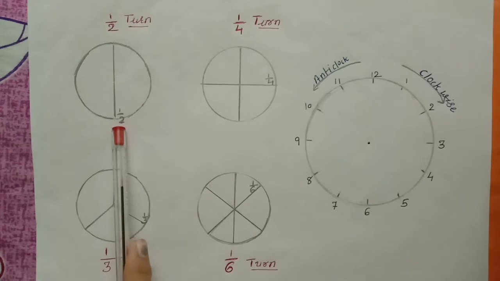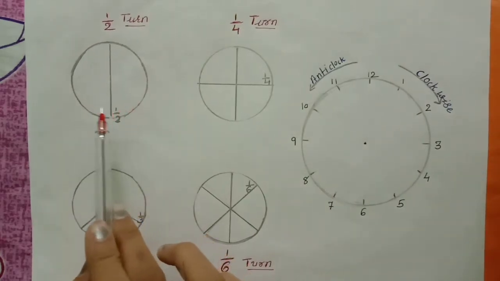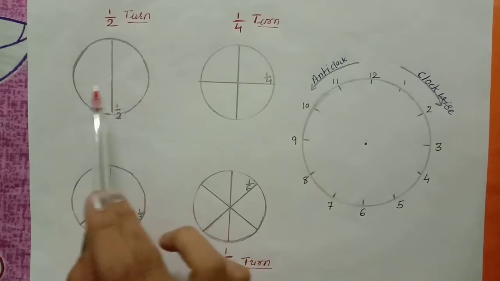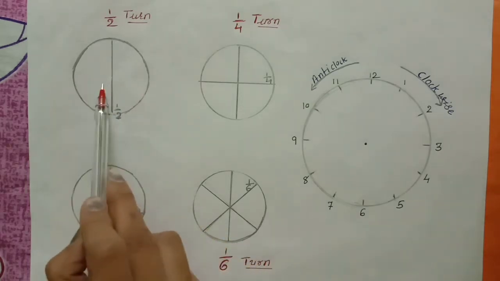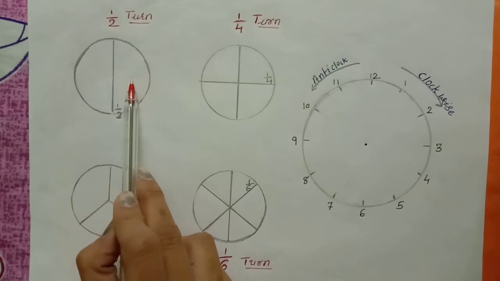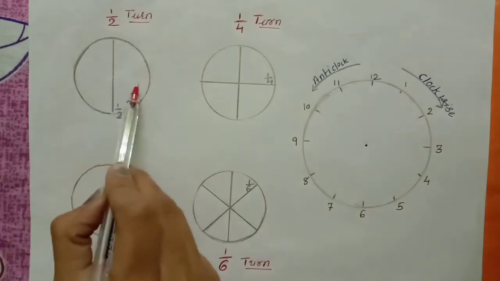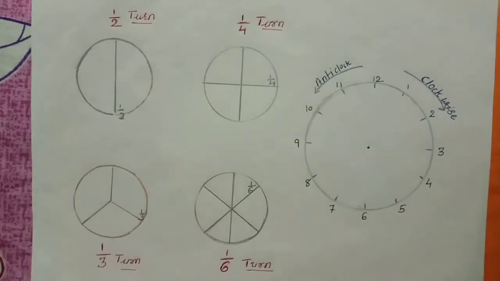If we take a circle and divide it into exactly two parts, we will get two halves, one half and two half. So each part is one half of a whole. We already learned the fraction. So if we divide it into two parts, each part will denote the half. So let's see regarding it the half turn.